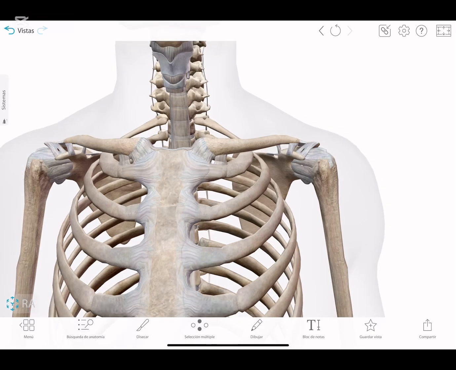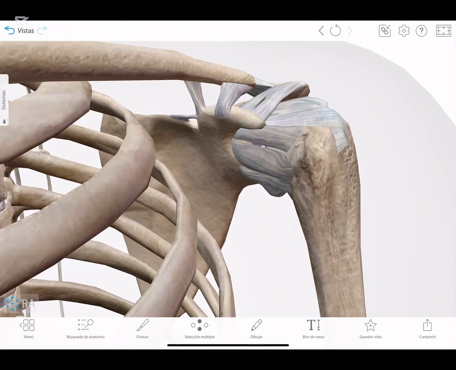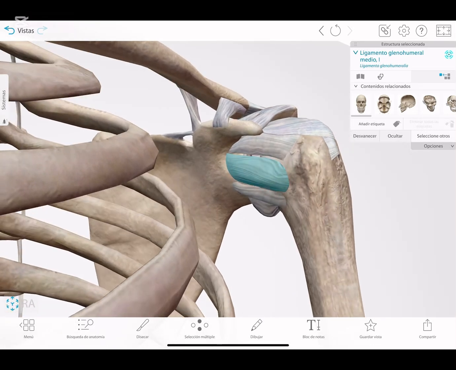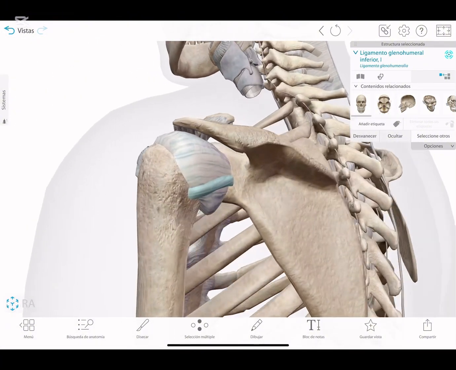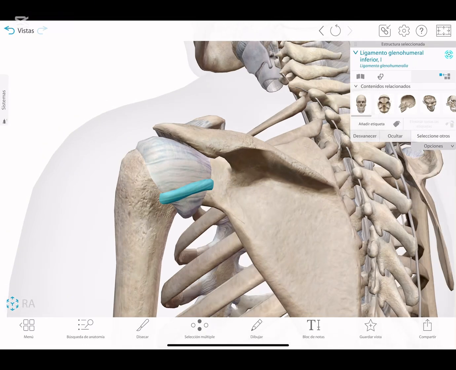Now we're going to see the ligaments in the capsule. Glenohumeral ligaments: middle and inferior. These originate from the superior labrum and attach to the anterior neck of the humerus. They limit abduction and contribute to shoulder stability. They tighten in the front during abduction while the posterior capsule relaxes.